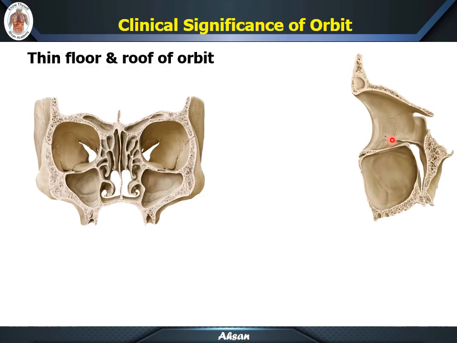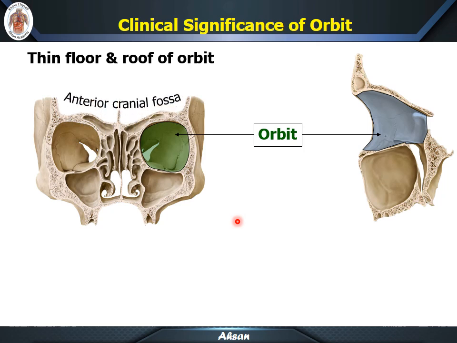You can see this orbit, and this is a thin plate forming the floor, another plate forming the roof. So our orbit is very close to other cavities. This is the maxilla and this is the cranial cavity. So this orbit is separated from these important cavities. This is the anterior cranial fossa, and this one is the maxilla, and the maxillary sinus is there. So any problem in these areas can spread into the orbit, and even a problem in the orbit can spread into the cranial cavity or go to the maxillary sinus.